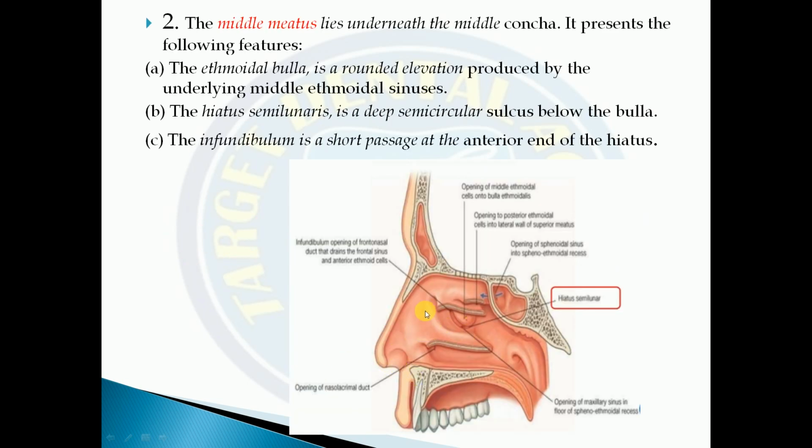The middle meatus lies underneath the middle concha, and there is an ethmoidal bulla. This portion is the rounded elevation, the ethmoidal bulla, and below this we have the hiatus semilunaris. This part is the hiatus semilunaris, and this is the infundibulum. The infundibulum is a short passage at the anterior end of the hiatus. This is all about the middle meatus.